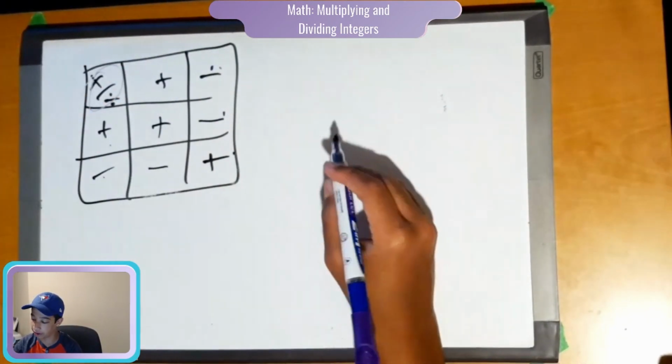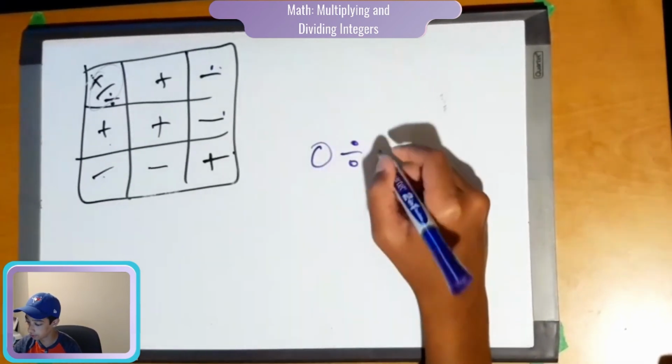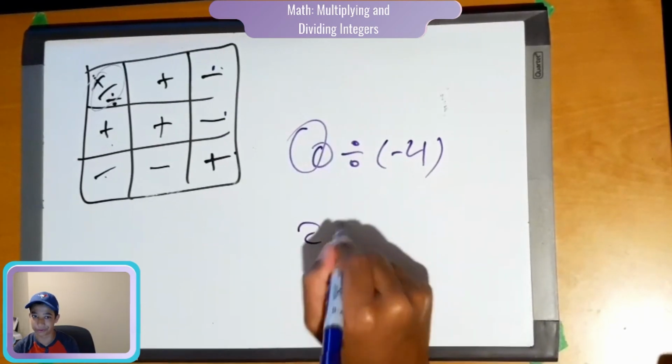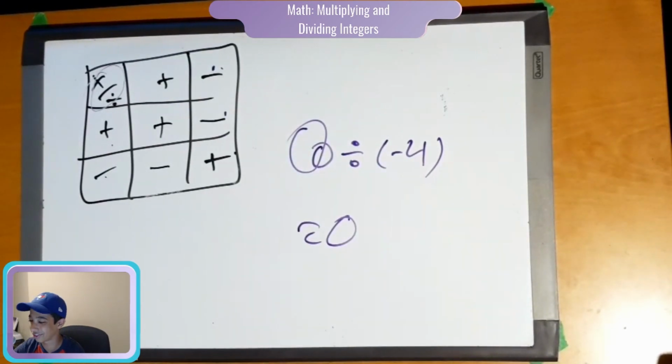What if we have 0 divided by negative 4? Now we know if we have 0, the answer is just going to be 0, so we don't have to worry about anything. The answer is 0.